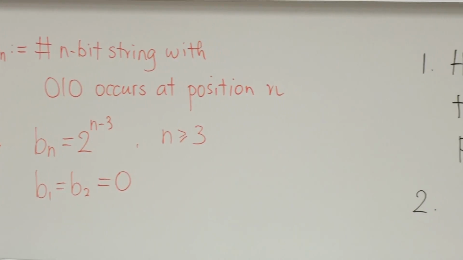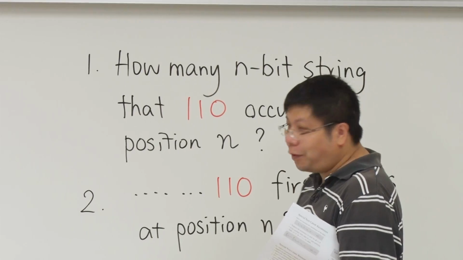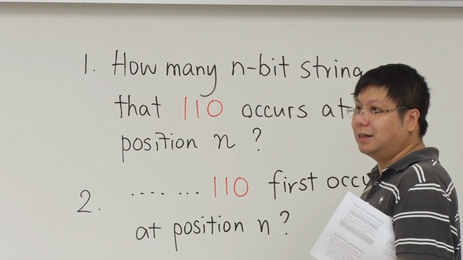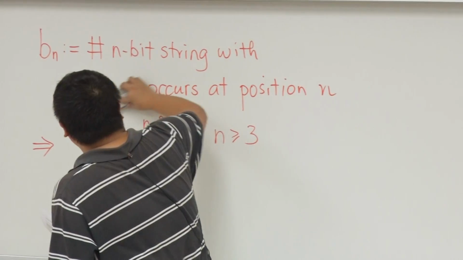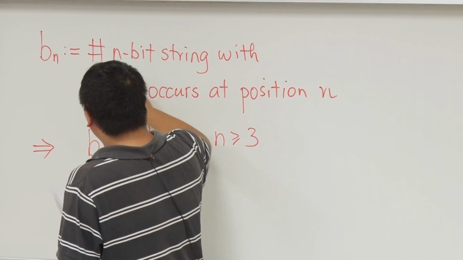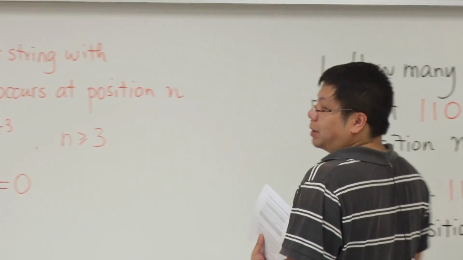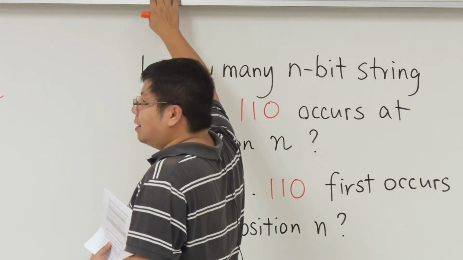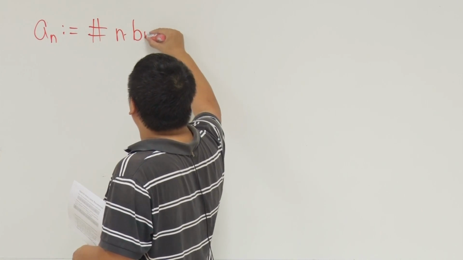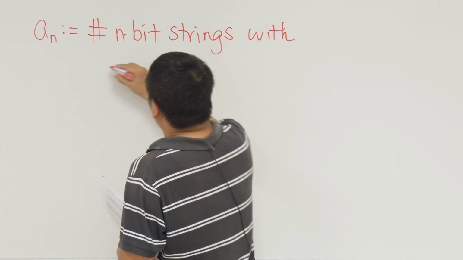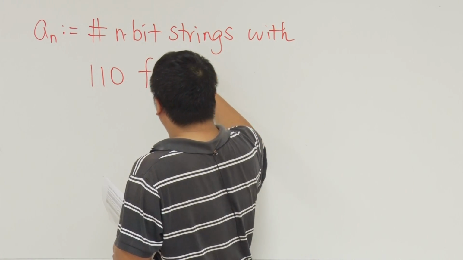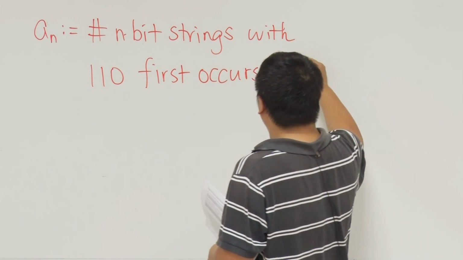How about the other part? How many strings such that 110 first occurs at position n? So how about 110 first occurs at location n? Let's use our understanding and see whether it works. This time we also let An be the number of n-bit strings with 110 first occurring at this position n.